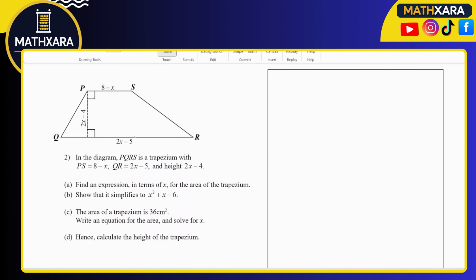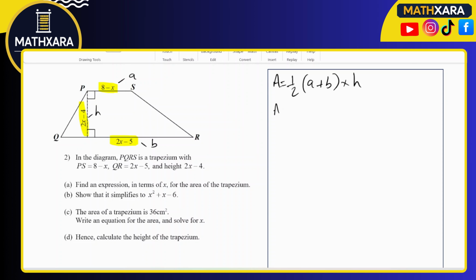In our second question, the diagram shows PQRS, which is a trapezium with PS 8 minus x, QR 2x minus 5, and the height is 2x minus 4. Now the area for a trapezium is 1/2 times the sum of the parallel sides times its height. Now the parallel sides would be PS, which would be a, and QR, which would be b, and we'll take this perpendicular height as h.